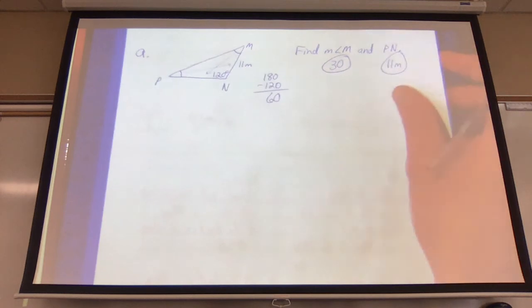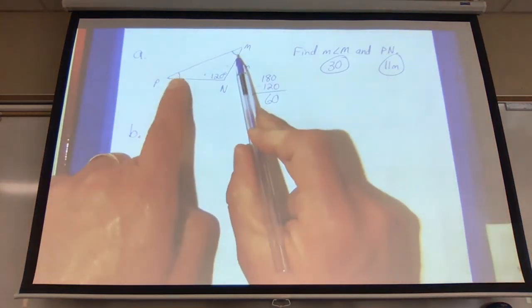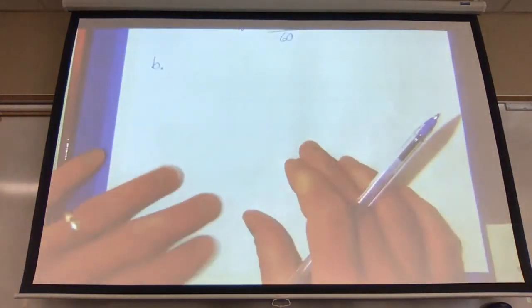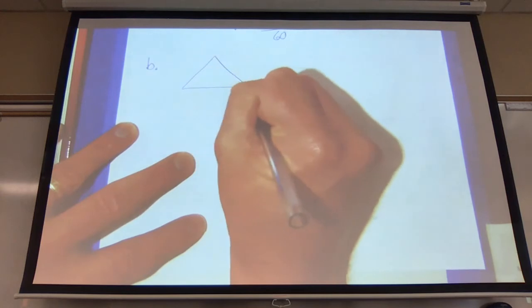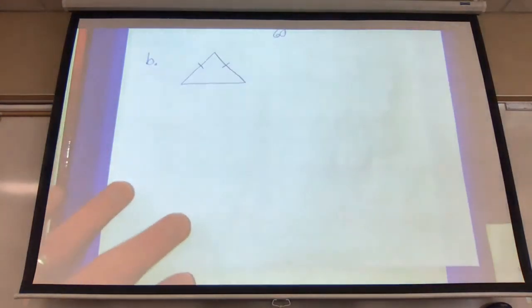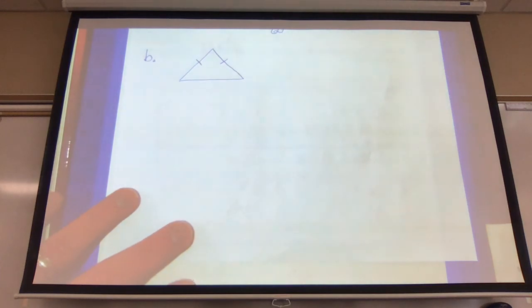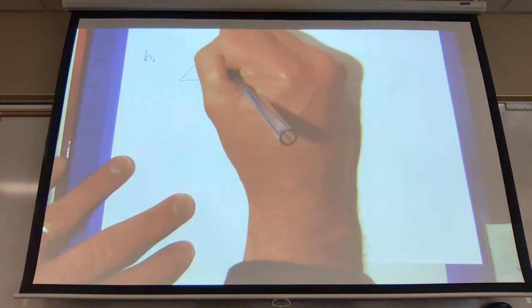All right, that's our first one. Now the next one, instead of starting with two angles congruent, we're going to start with two sides congruent. So now we're starting with an equilateral triangle. And on this one, they're going to tell us this vertex angle is 80 degrees.